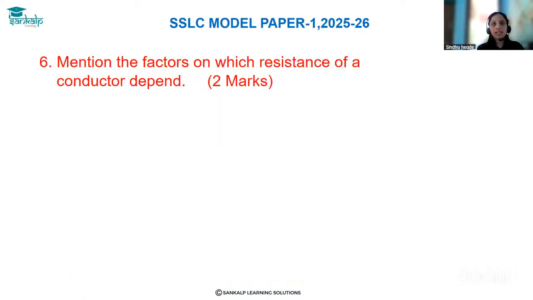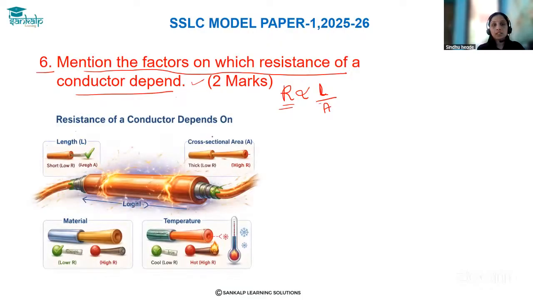Hello everyone. Let us see the sixth question. Mention the factors on which the resistance of a conductor depends. Here you have to write the factors on which the resistance of the conductor depends. Resistance is directly proportional to length and inversely proportional to area. So R is proportional to length L and inversely to area A. It depends upon length, cross-sectional area, the material of the conductor, and the temperature of the conductor.